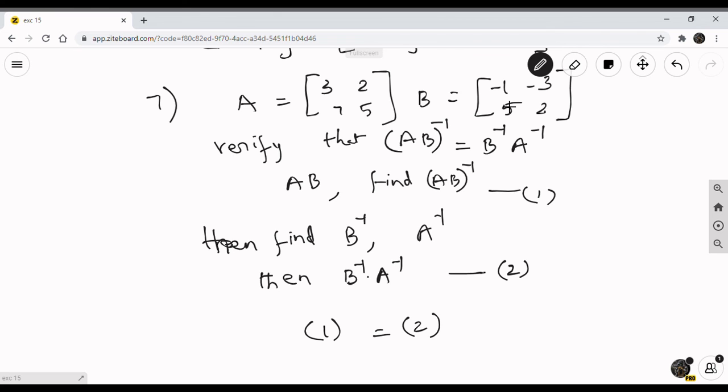That's all with the seventh sum. We will finish with this. Next we will see the eighth and continue this exercise. Thank you.